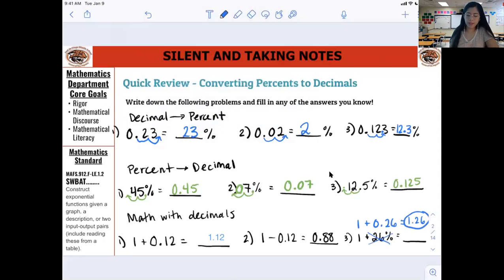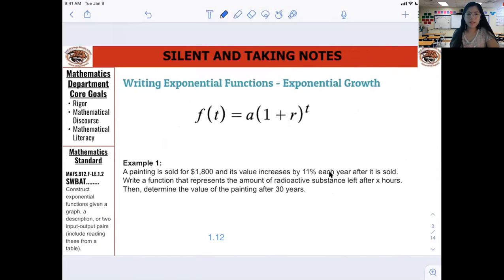Okay, so now we can go ahead and get started. What we're going to do is expand the standard form of exponential functions just a little bit. I'm kind of adding something to it. So take a look at this new way of writing exponential functions. This is called exponential growth. This is an exponential growth function. And you'll see why in just a moment.